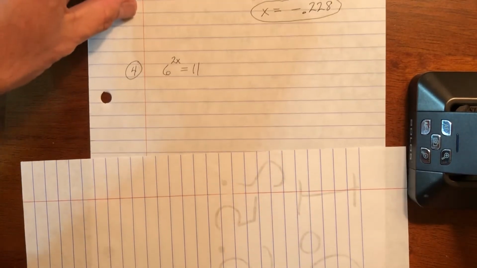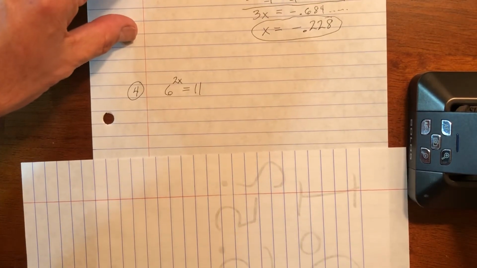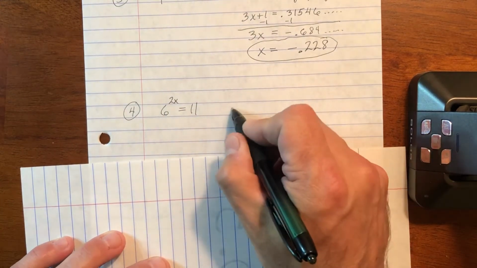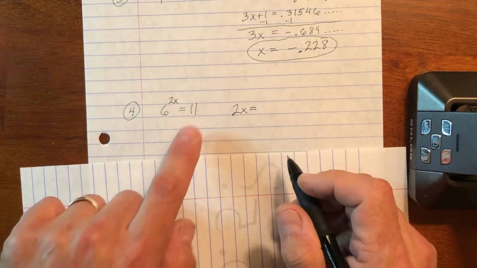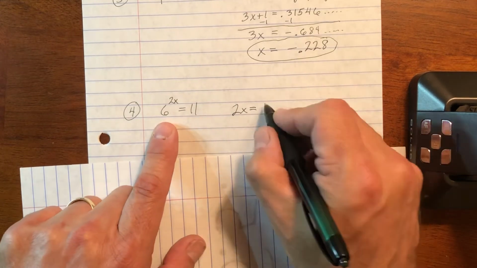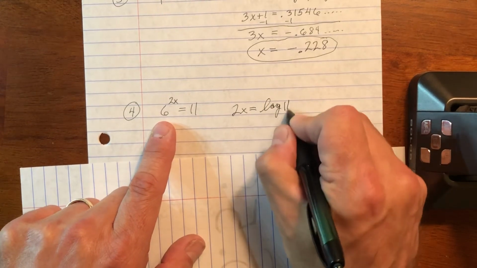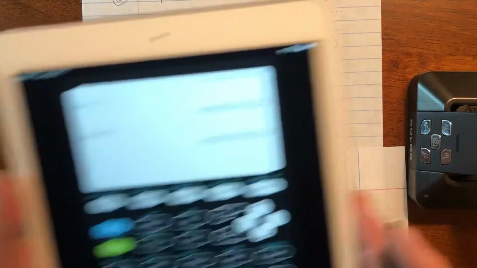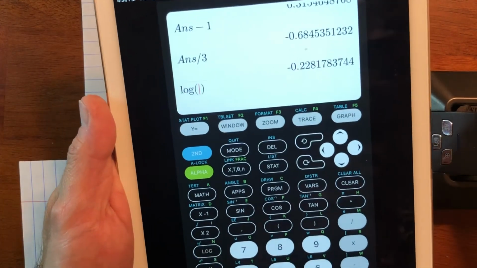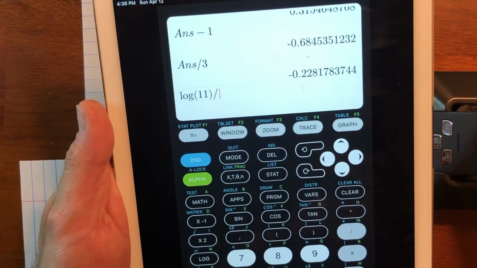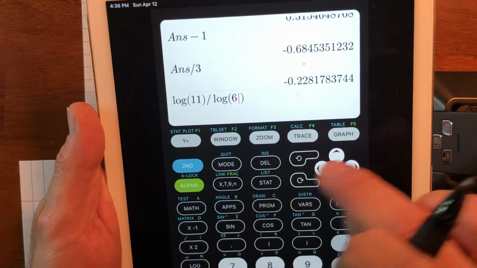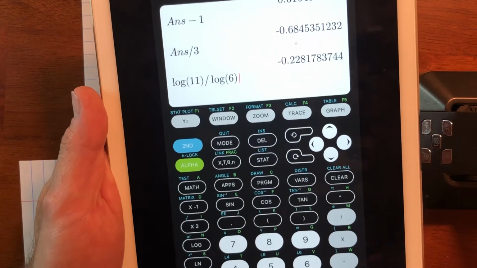Okay? Let's try another one like that. Same thing. We want this exponent, this 2x. 2x is going to equal the log of 11 divided by the log of 6. So here we go. The log of 11 divided by the log of 6. There we go.